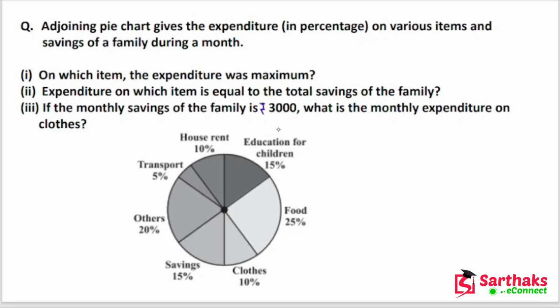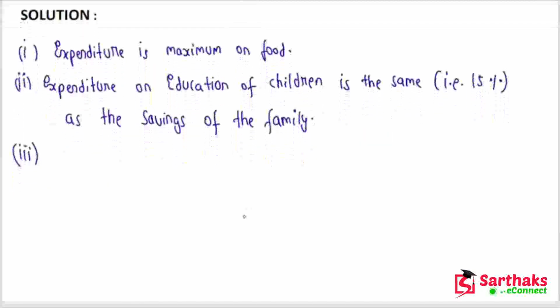Sorry, the monthly savings is 3,000 rupees. So what is the monthly expenditure on clothes? It is not the income but the monthly savings. So if savings are 3,000, then savings are 15% and the clothes is 10%. So you can easily calculate what is the 10% of these particular savings, right? So let us calculate it.